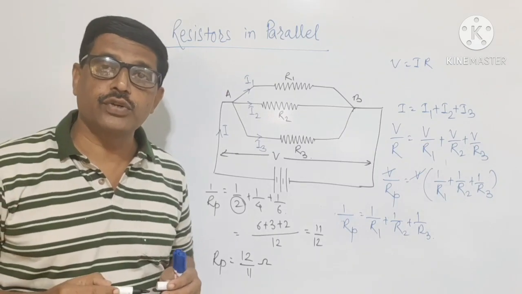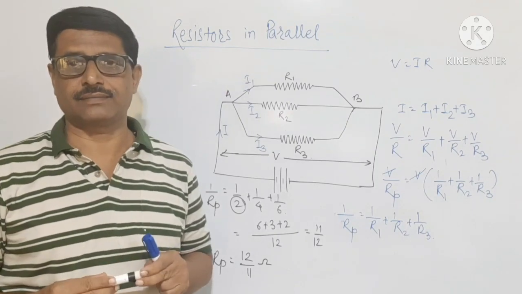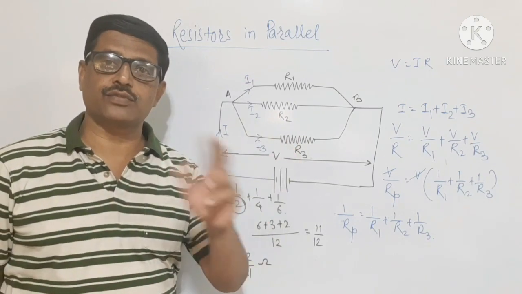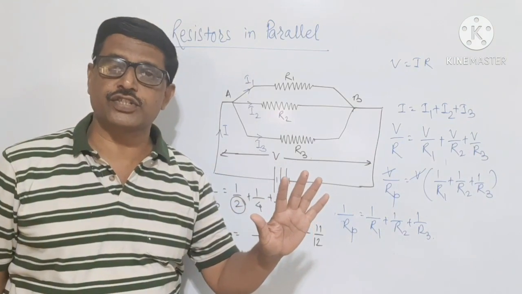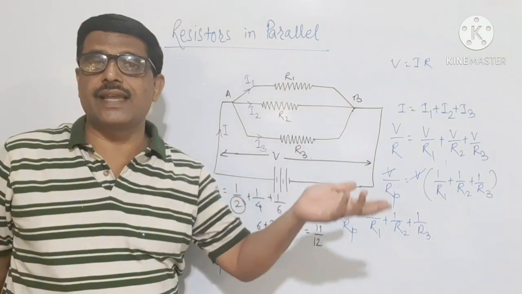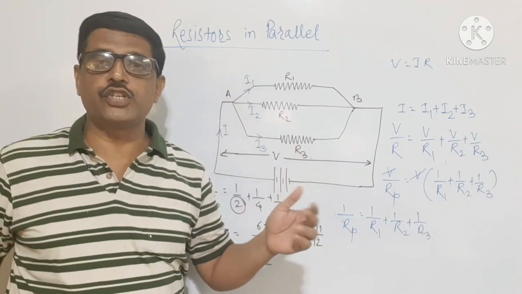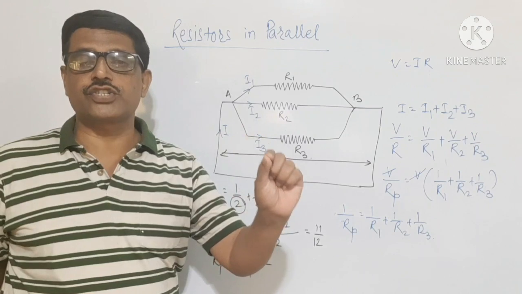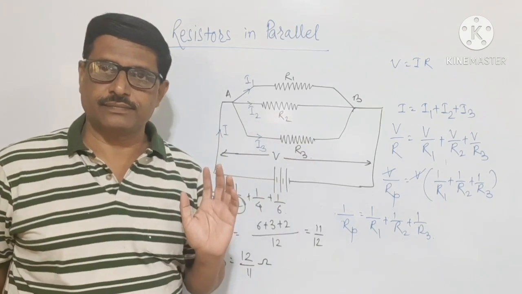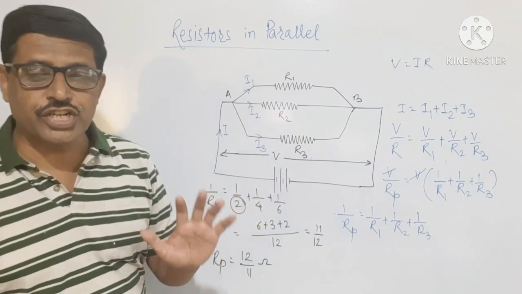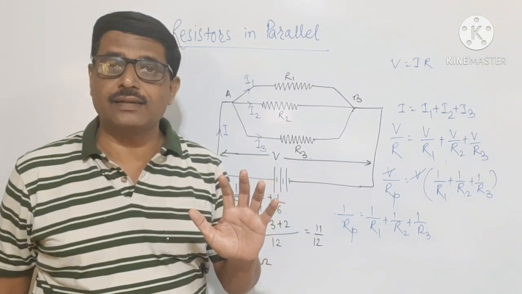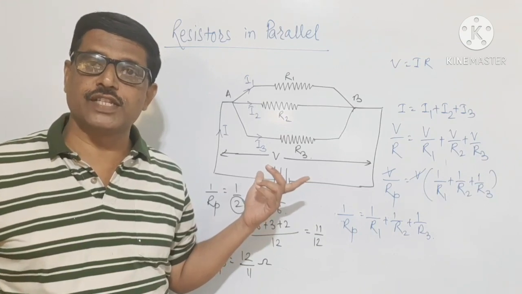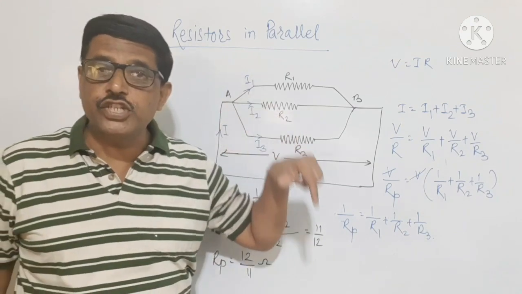In short, what you have to remember here is that when resistances are connected one after another so that the current through each resistance will be the same, then it is a series combination. In series combination, equivalent resistance is the algebraic sum of resistances connected in series. In parallel combination, resistances are connected in such a way that the potential difference across each resistance will be the same, and there is a branching of current.